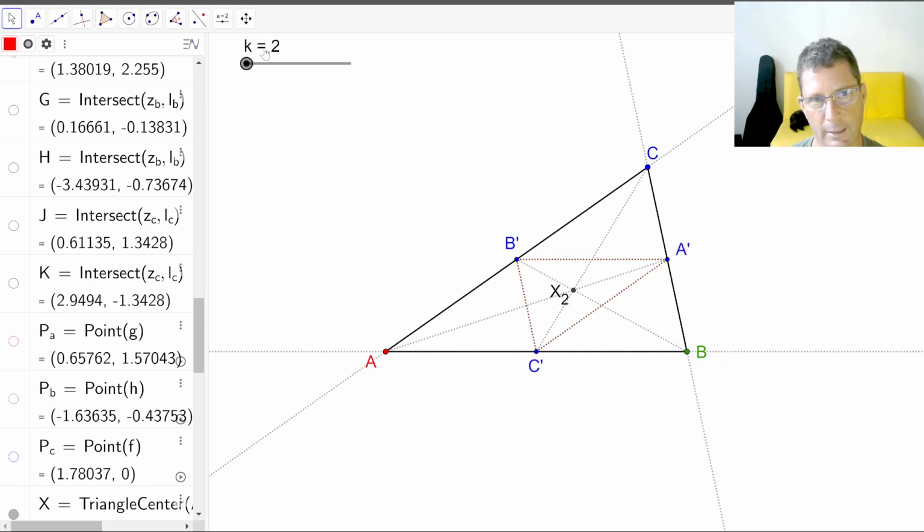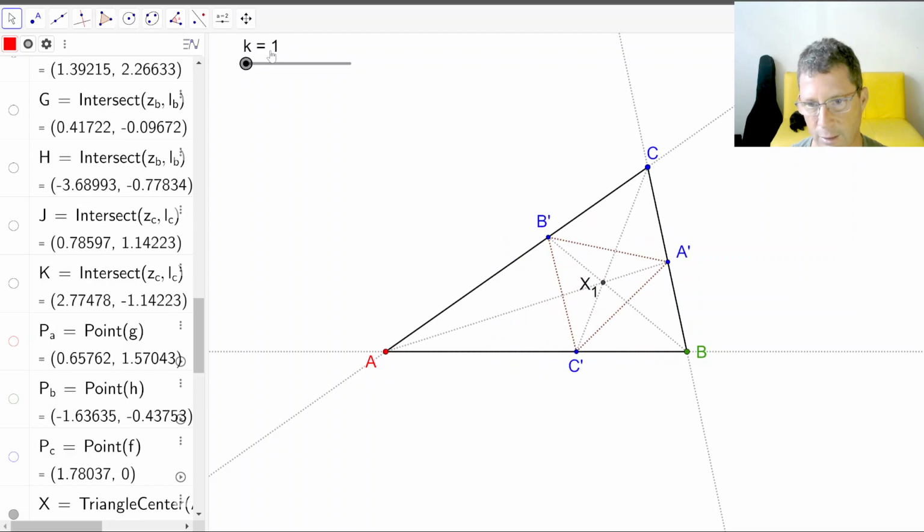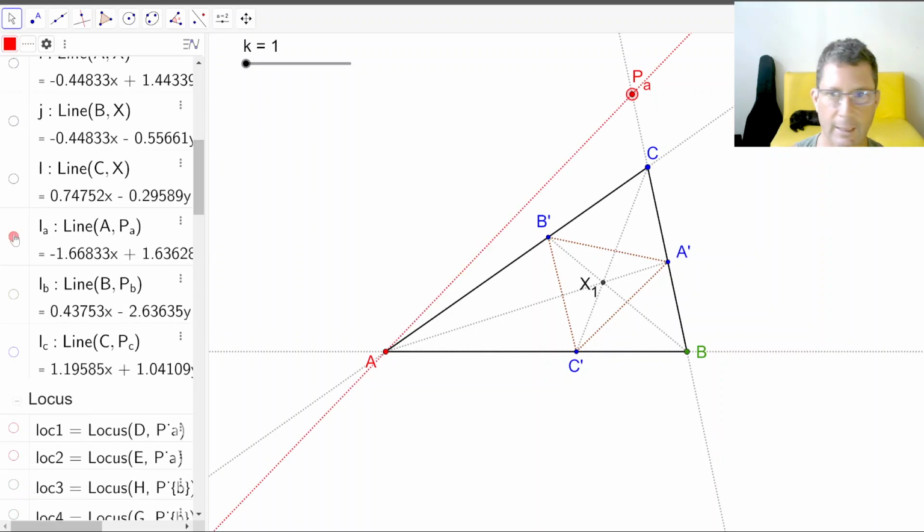I could have made my X2 Cevian, which happens to be the medial triangle, or the X3 Cevian, and so forth. But let's now stick with the X1 Cevian just to illustrate how I'm going to be building these three strophoids. So the first strophoid is going to have focus on A, and it's going to have its node at this opposite vertex of the X1 Cevian, and the auxiliary line is going to be BC.